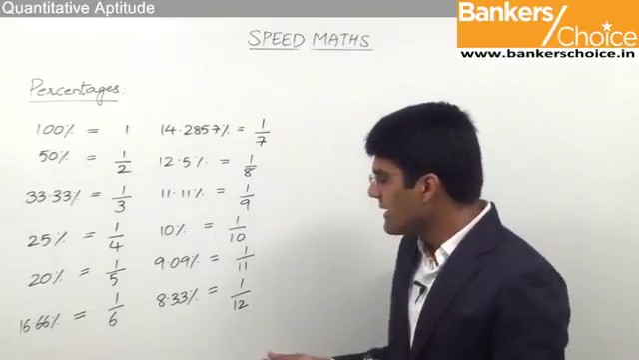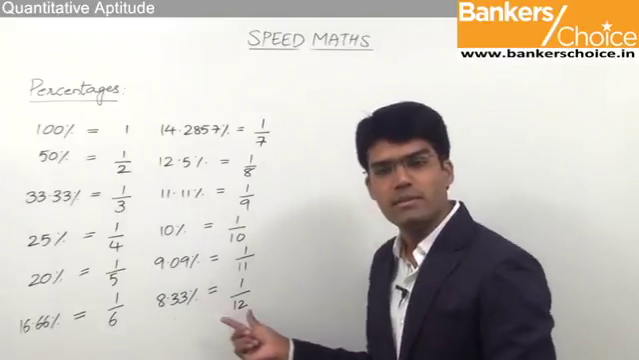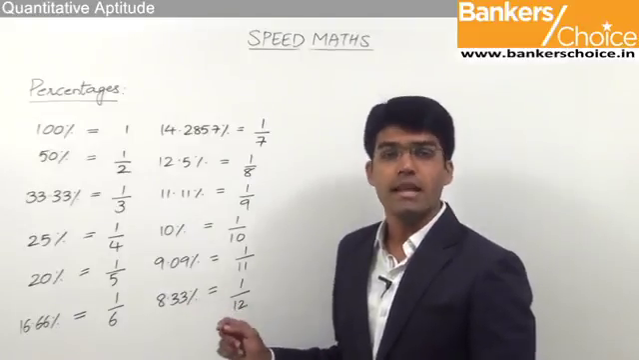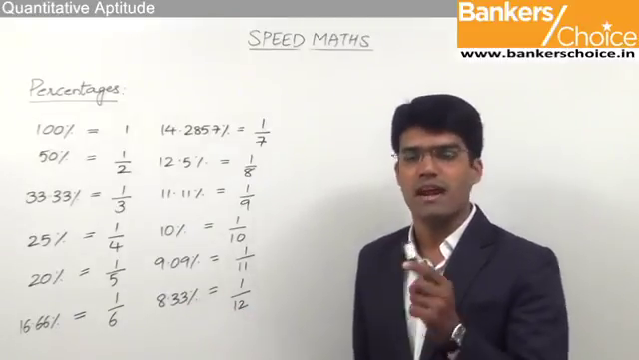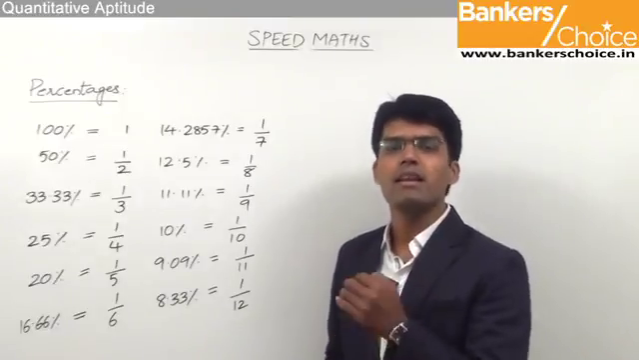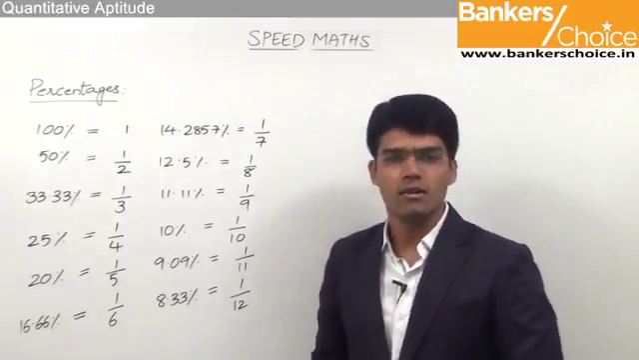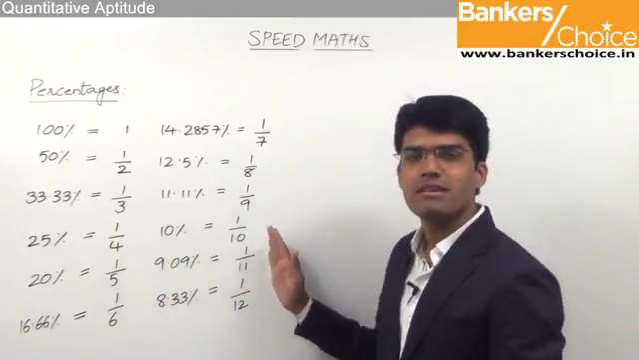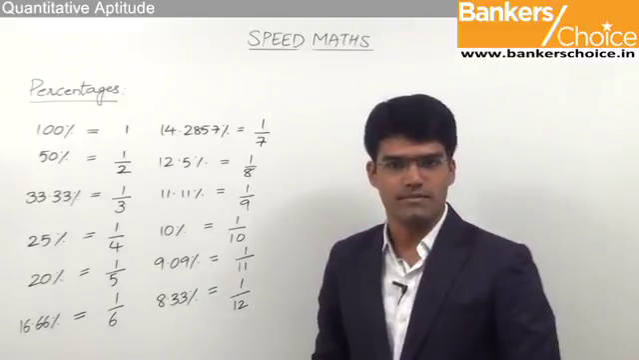So as you can see here, if you remember that 8.33% is 1 by 12, finding out the percentage is very easy. But otherwise, it will be very difficult. Why? Because we have to do the calculation on paper as 8.33 by 100 into 2400, and that will take a lot of time. So make sure that you remember all these standard percentages in terms of their equivalent fractions.